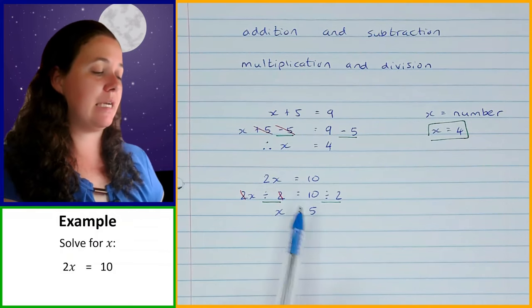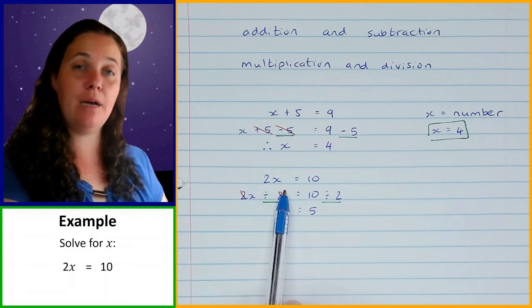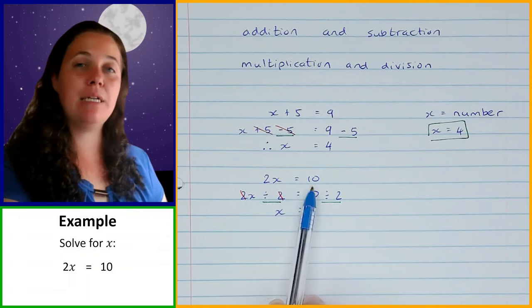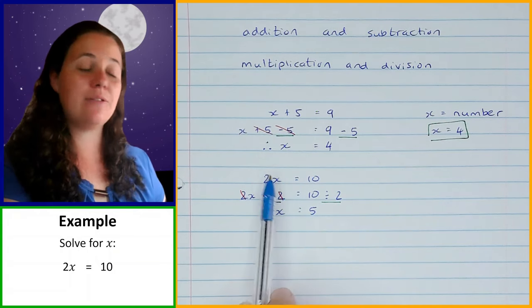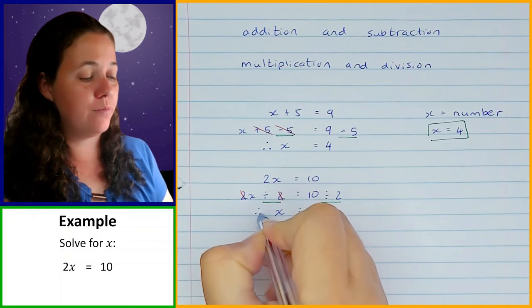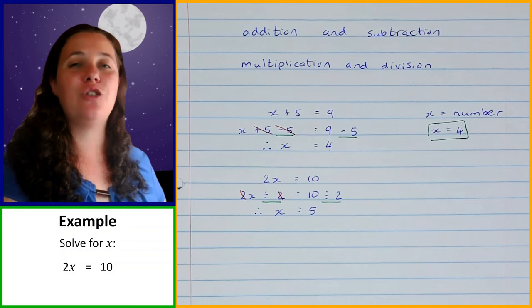And now if we check it, I can see 2 multiplied by x, which is 5, 2 times 5 is 10, and my right-hand side is 10, so that means that that is true. So this value of x satisfies the equation. It makes it true. Okay, so now I'm going to give you some that you're going to work on for yourself.